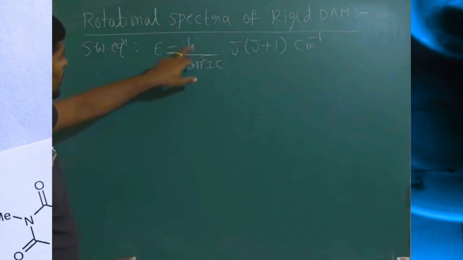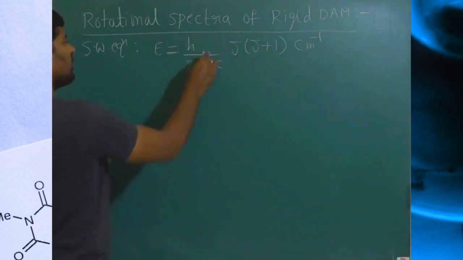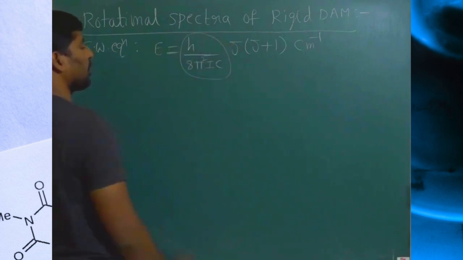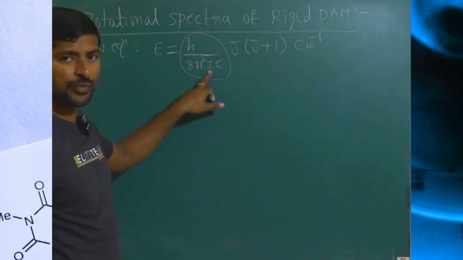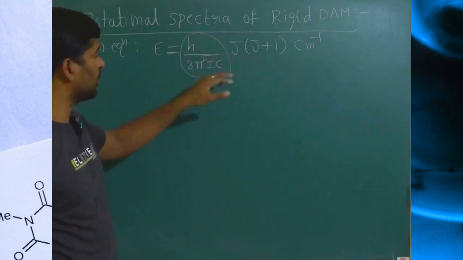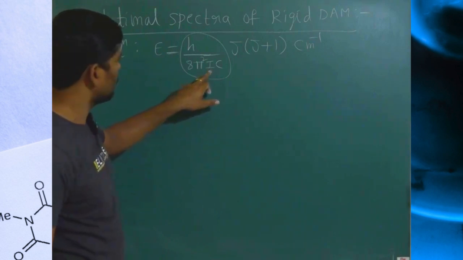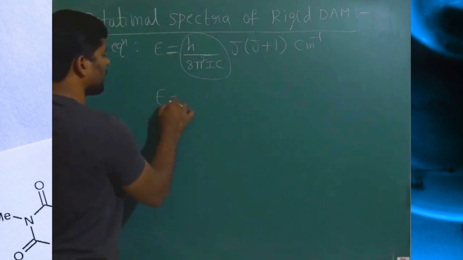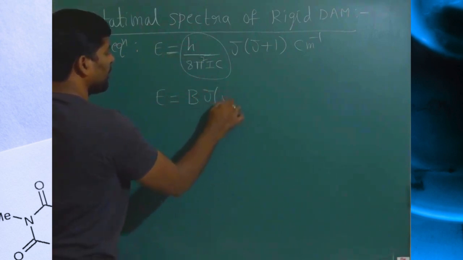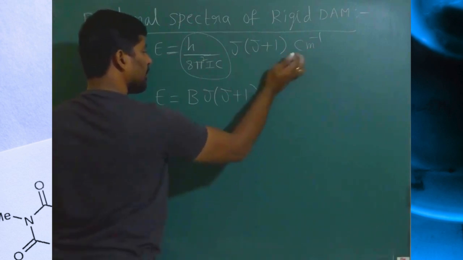Energy expression, what we will get? h by 8 pi square Ic into J into J plus 1. All these are constants for a given diatomic molecule: h constant, 8 constant, pi constant, c constant. I is nothing but what? Mu r square, bond length fixed. Masses are also fixed; masses may not change during rotation. So moment of inertia is also constant. All these constants we are taking as B, where B is called the rotational constant.